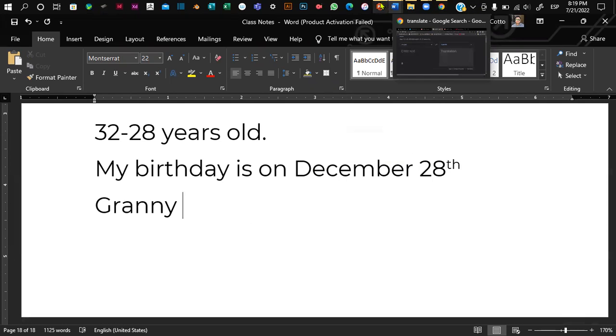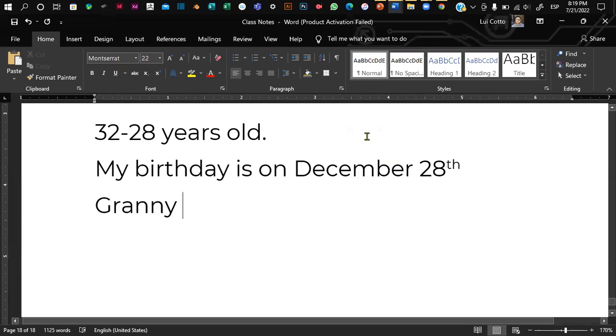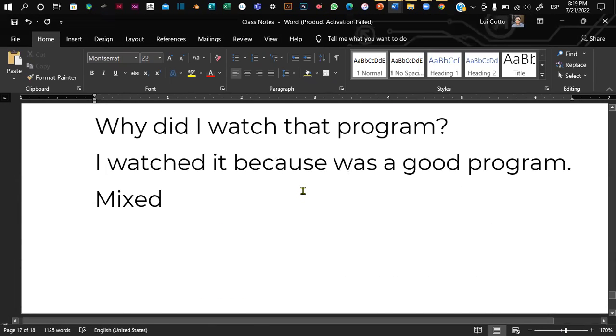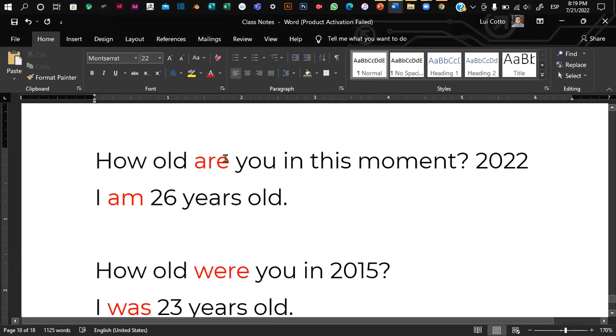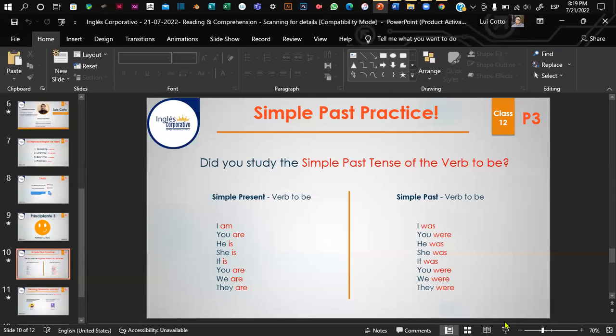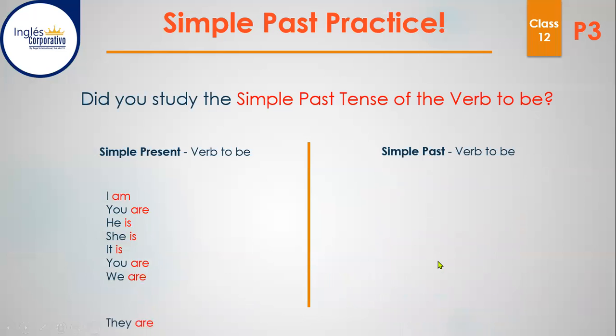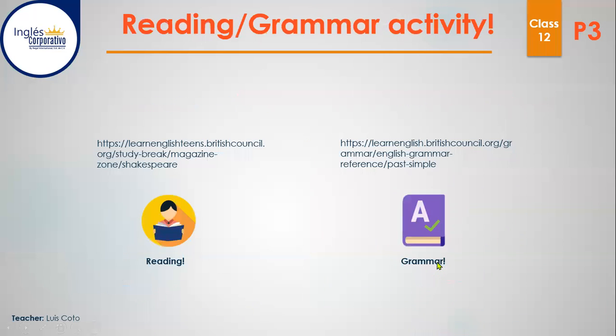Nice. Okay, perfect. Okay, guys, see, that is the difference between the verb to be in simple present and in simple past. Okay, am, is, are, simple present, and was and were, simple past. Okay, let's go back with the presentation. Let's see what else we got besides this.